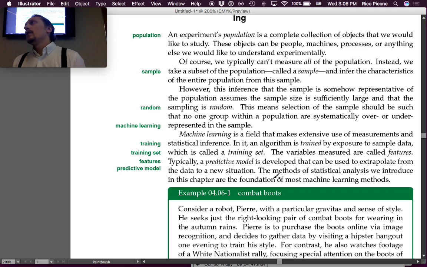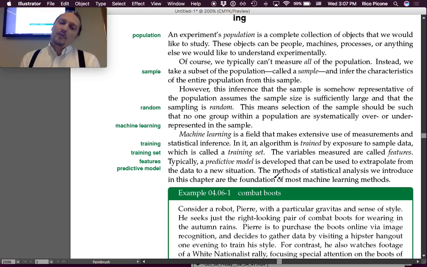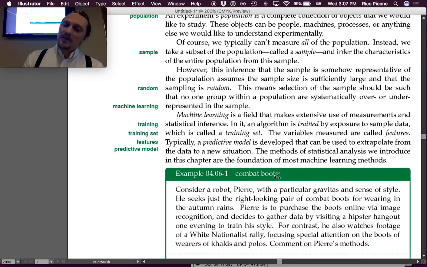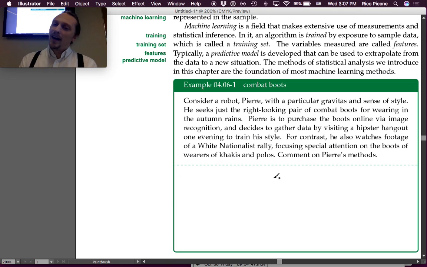So although it is a little dry, like talking about probability and statistics and rolling dice and that kind of stuff, there are some really cool applications of these statistical ideas, and I think that they're fun. So I want to talk about this in an example.